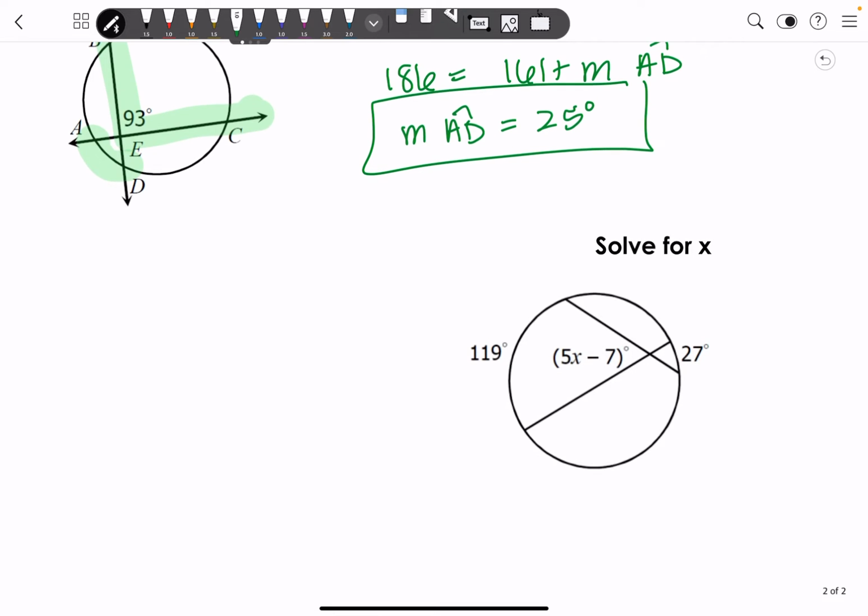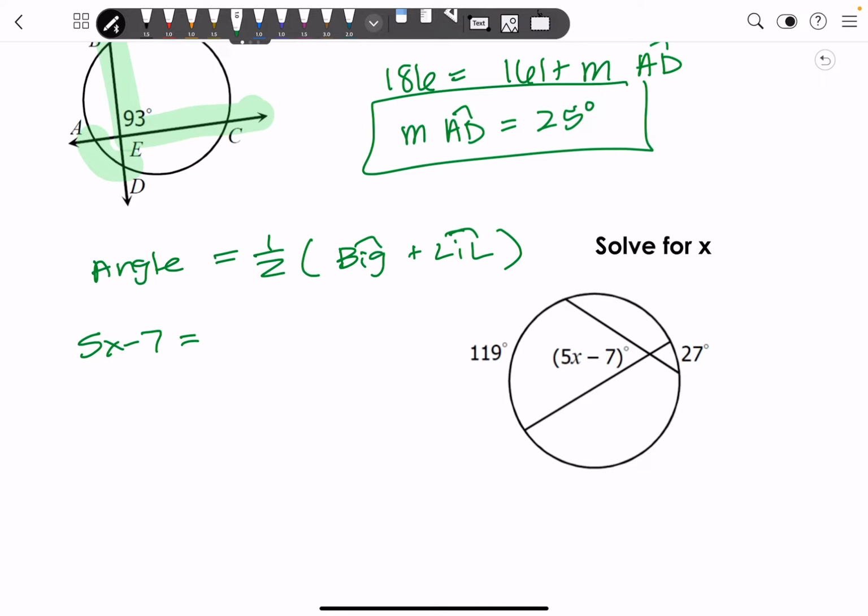So now let's do this one. We've got an equation, and we're going to solve for x. So again, the measure of your angle is equal to half of the sum of your big arc plus your little arc. It's your big plus your little. So we have 5x minus 7 is equal to 1/2 times (119 plus 27). Because you've got your big arc and your little arc here with this angle. Now, you can do it two different ways.